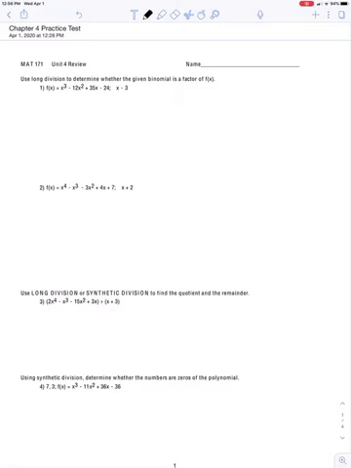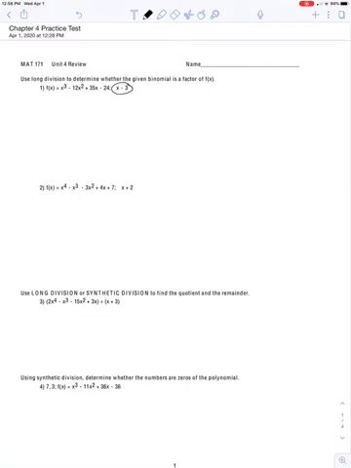Okay, let's take a look at our Unit 4 review. The first problem here wants us to look at this cubic polynomial, this degree 3 polynomial. It says use long division to determine whether the given binomial is a factor of f of x. So we've got x minus 3 here that we're looking at as a factor.